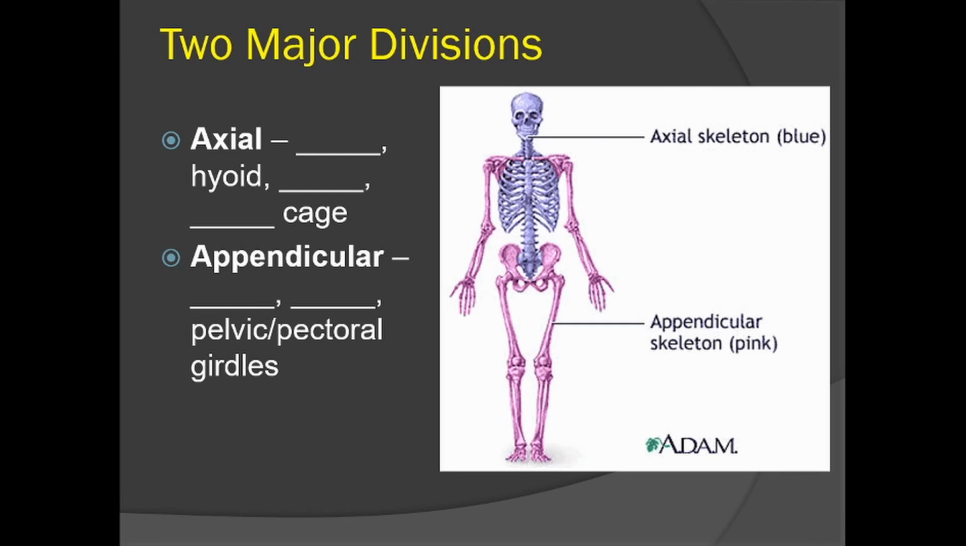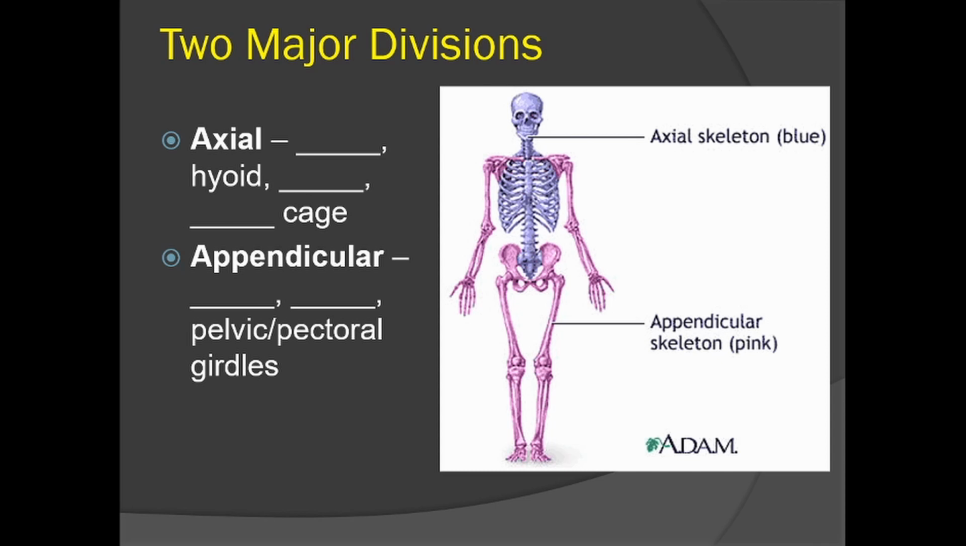Now, the skeleton is divided into two major parts, or two major divisions. There's the axial skeleton and the appendicular skeleton. So the axial part refers to the axis, or you think of the axis through the earth. It's running through the center of the earth, and that's what the axial term refers to. So in this picture here, you'll see the axial skeleton is in blue, and the appendicular skeleton is colored pink.